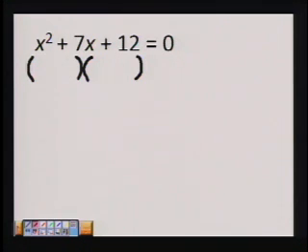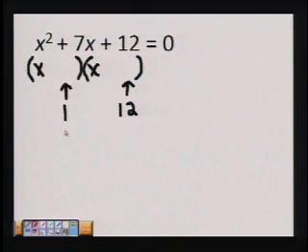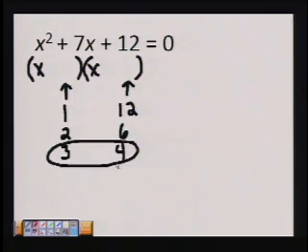We know the first term in each parentheses is x because their product has to be x squared. So we need two numbers, here and here, that have a product of 12 and a sum of 7. First, we'll list the factor pairs of 12. We could use 1 and 12, or 2 and 6, or 3 and 4. This pair has a sum of 7.